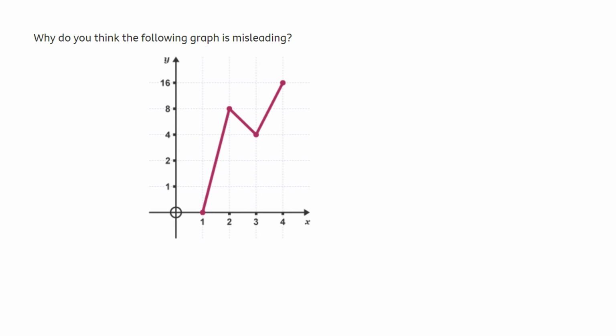So why do we think the following graph is misleading? Well, to start off with, there's no title and there are no labels on the axis, so we don't even know what the graph is showing us. The horizontal scale is great because it's going up in ones, but when we get onto the vertical axis, the y-axis, it's doubling every time, so it's not going up evenly.